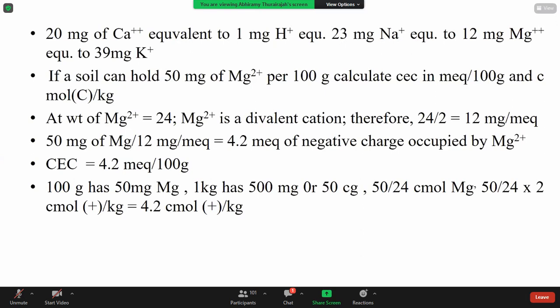How are you measuring the ammonium ions? By titrating. Titration? You have to do the Kjeldahl method, right? Distillation and titration. Okay.